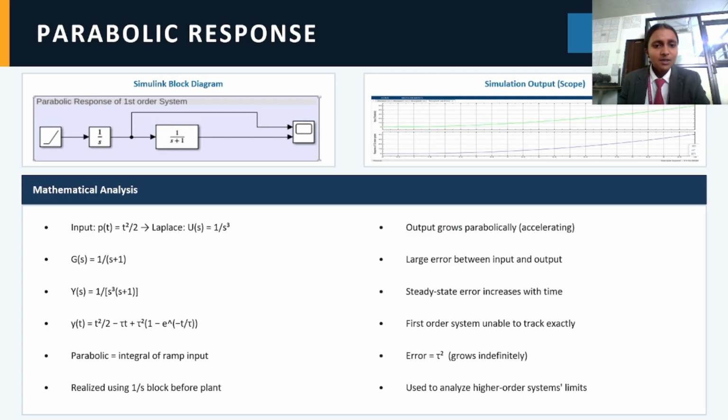Then finally, in the parabolic response, the input is an accelerating signal given by p of t equals t square divided by 2. The output also grows in a parabolic manner, but the system is unable to follow the input accurately. In this case, the steady state error keeps increasing with time, which means the system cannot track accelerating inputs. Therefore, a first order system is not suitable for such types of input.